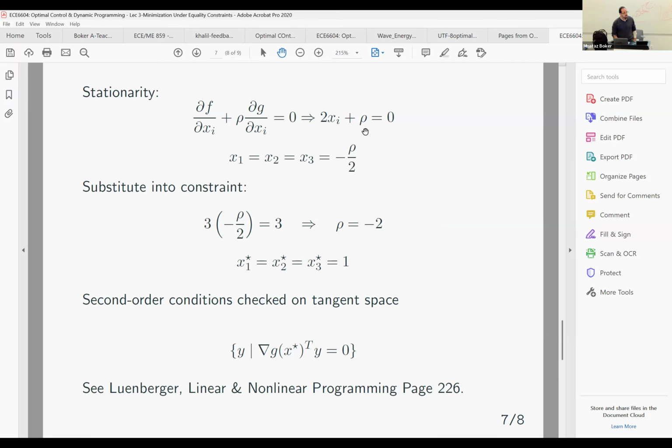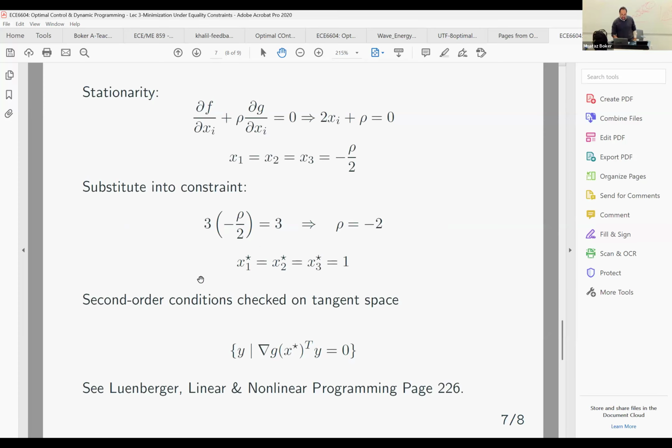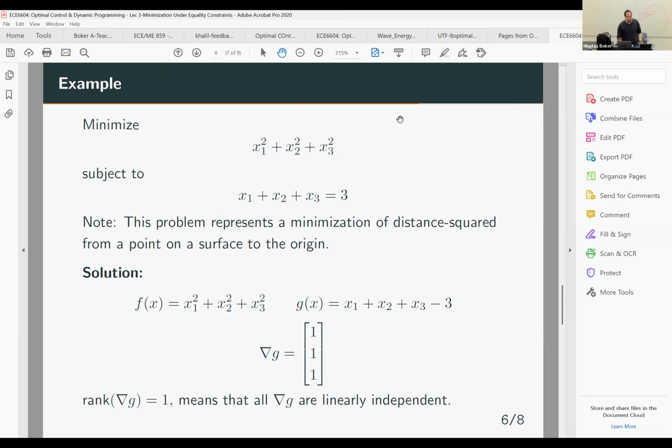That's rho. Because of the similarity of the equations, you can see that it's the same for x2 and the same for x3. So I wrote them all in one equation in terms of xi. You end up with 2xi plus rho is equal to 0. It's one equation with two unknowns. I need another equation to solve. Guess where the other equation comes from?